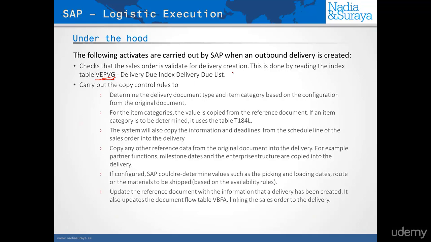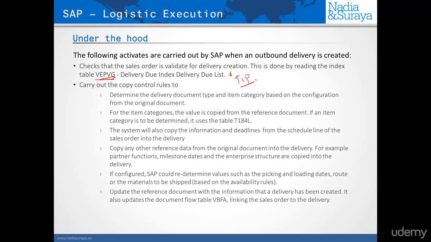So a tip here: if you ever have to write any custom code that determines open orders or something like that, read the index table rather than looking at VBAK and VBAP. It's much faster, and the index table already has all of the logic pre-built in, so you don't have to have anything else. If it's in that table, it can be delivered. It's as simple as that.